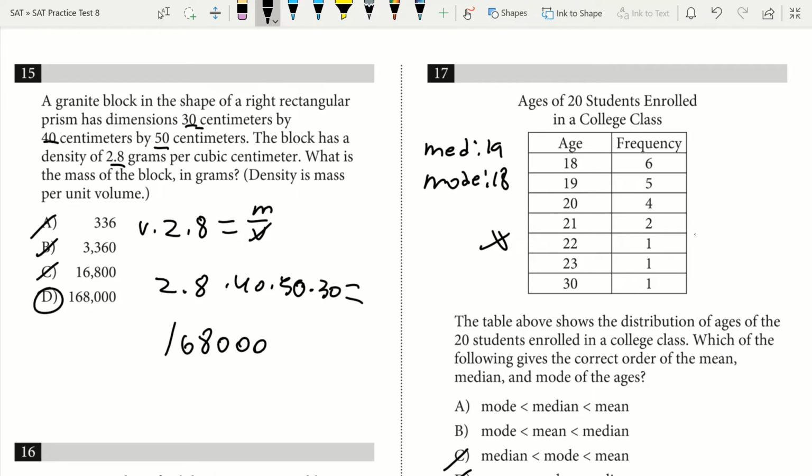All right, and then I see that that's all going to be over 6 plus 5 is 11, 11 plus 4 is 15, 15 plus 2 is 17, and 17 plus 1 is 18, plus 1, 19, plus 1, 20. So I divide that number by 20 to get my mean, and I see my mean is 20.